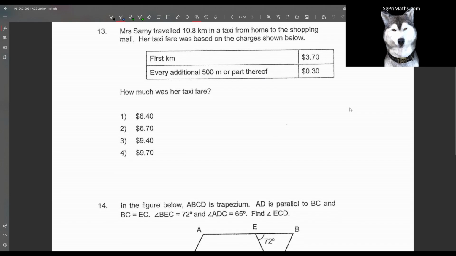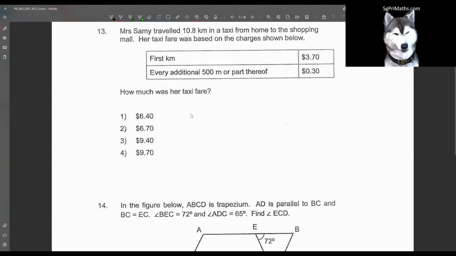Question 13. Mrs. Sammy travels 10.8 kilometers in a taxi from home to the shopping mall. The taxi fare is based on the charges shown below. First kilometer, $3.70. Every additional 500 meters or part thereof, 30 cents. How much was her taxi fare?